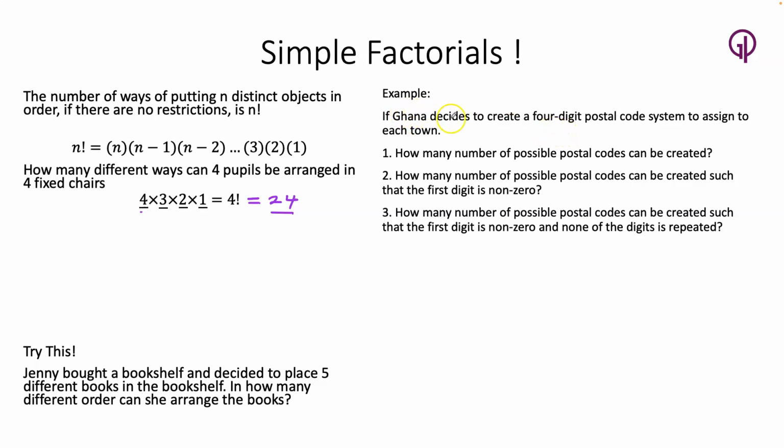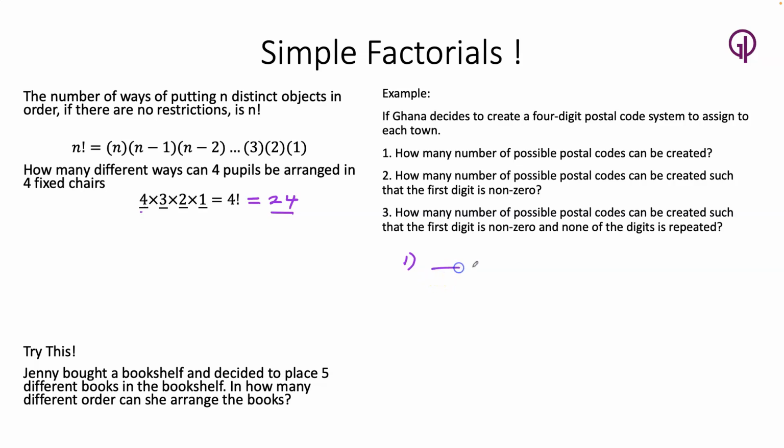Now here we have this example which says that if Ghana decides to create a 4-digit postal code system to assign to each town, the first question is, how many possible postal codes can be created? Number 2, how many possible postal codes can be created such that the first digit is non-zero? Number 3, how many possible postal codes can be created such that the first digit is non-zero and none of the digits is repeated? So here we will look at all 3 questions and see what we get in terms of our solutions.